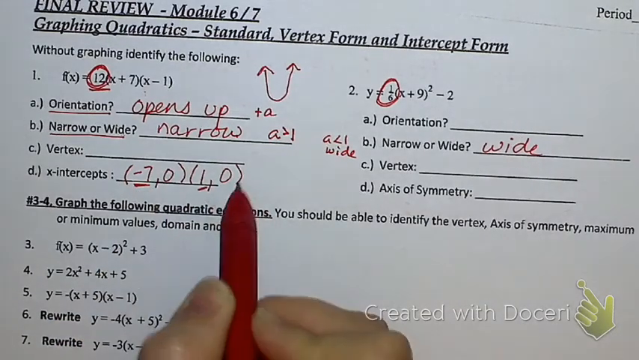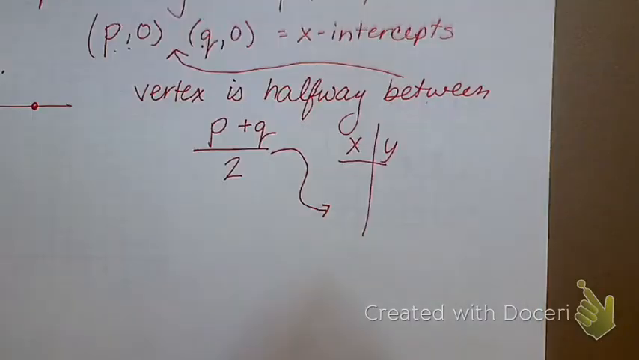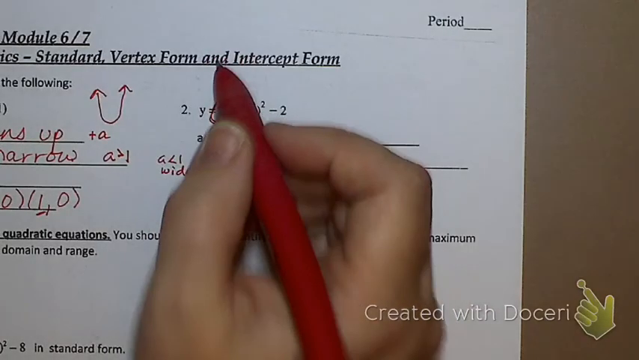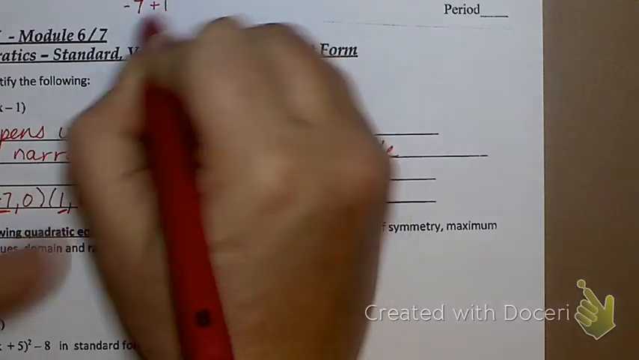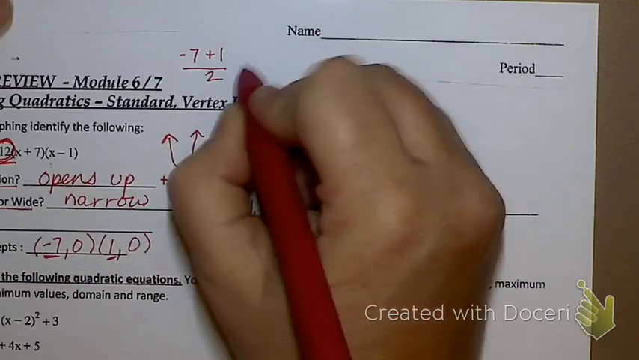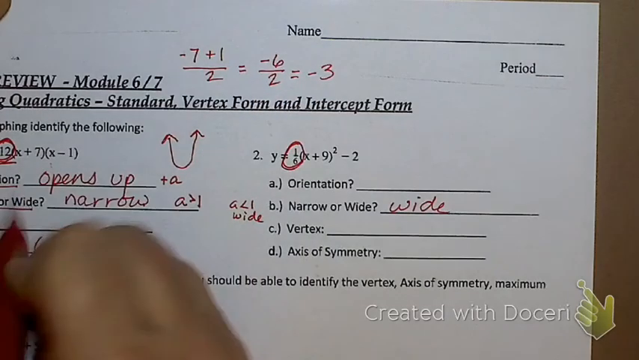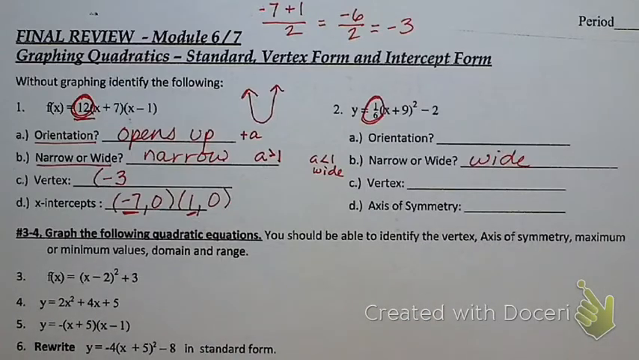Okay. To find my vertex, I could either look at a graph and look at negative 7 and positive 1 on my x-axis and count to what's exactly halfway between there. Or I can do my little shortcut here, which is add your two intercepts together and divide by 2. So if my intercepts are negative 7 and 1, I would add them together and divide by 2. That would give me negative 6 over 2, which is negative 3, the x value of my vertex. It's not my entire vertex, but it is the x value of my vertex.